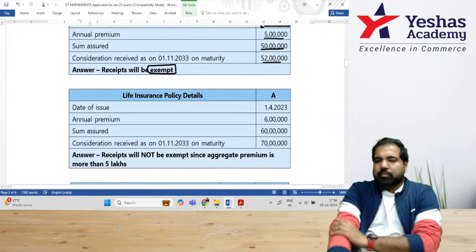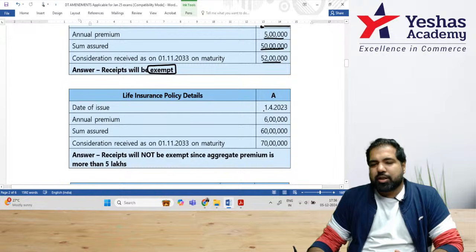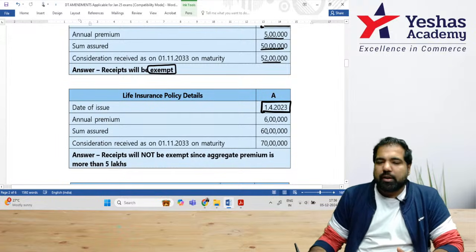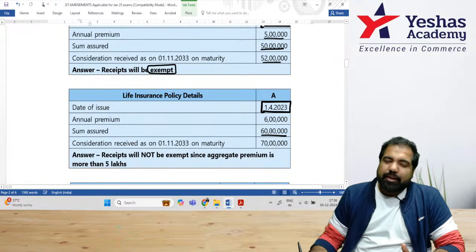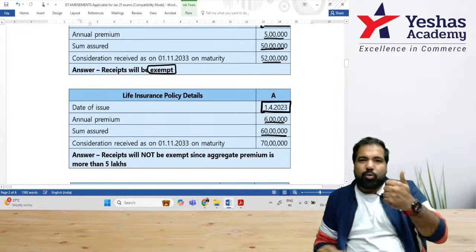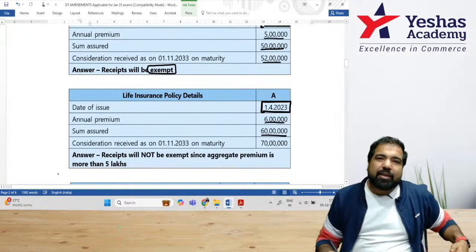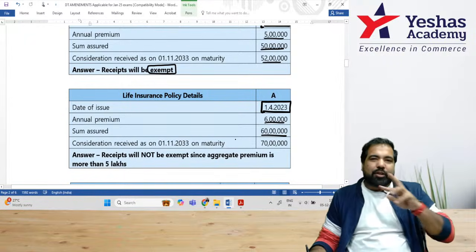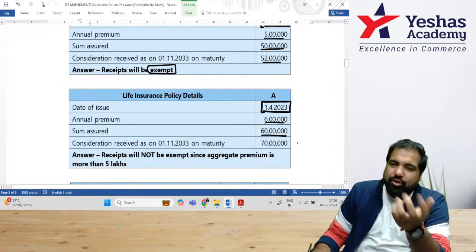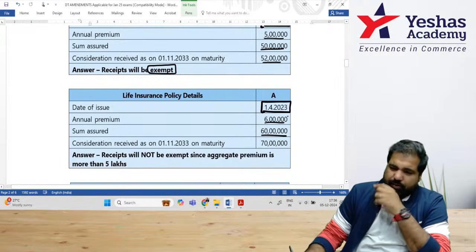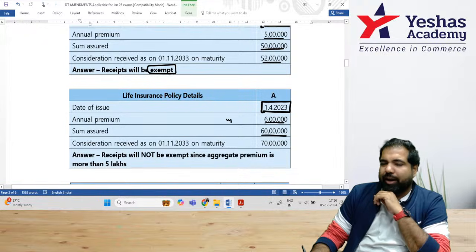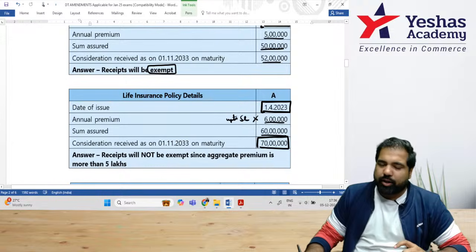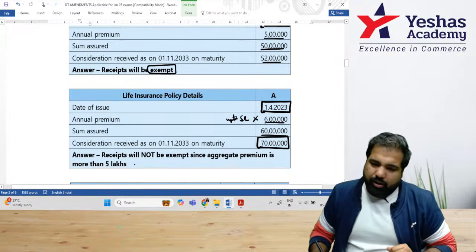Next, again, there's a policy which is impacted by this amendment because the policy is on 1st April 2023. The policy is for 60 lakh. 10% is 6 lakh. So are you meeting the low category? Yes. But the premium is more than 5 lakh, unfortunately. So out of the two exemption conditions, you are meeting only one. The other one, which is that it should be up to 5 lakh, is not being met. So when you receive this amount, unfortunately, it will be fully taxable under IFOS.